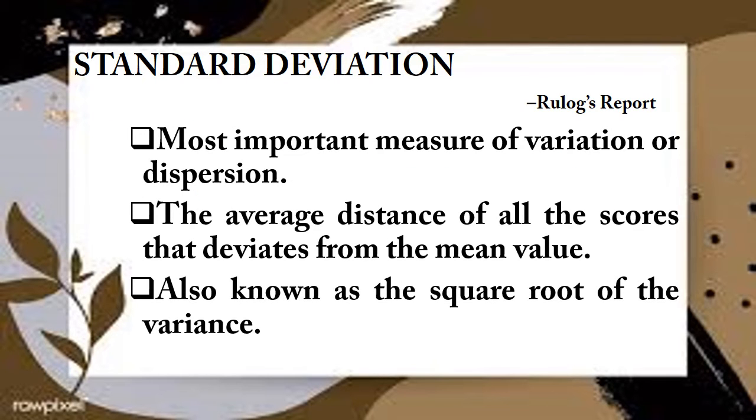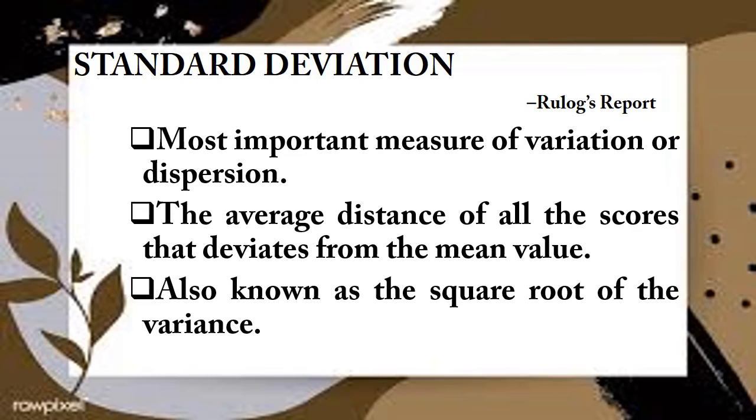Standard deviation is the most important measure of variation or dispersion. It is also the average distance of all the scores that deviate from the mean value. And it's also known as the square root of the variance, because when getting the standard deviation, we are just going to take the square root of the variance of a certain given data.